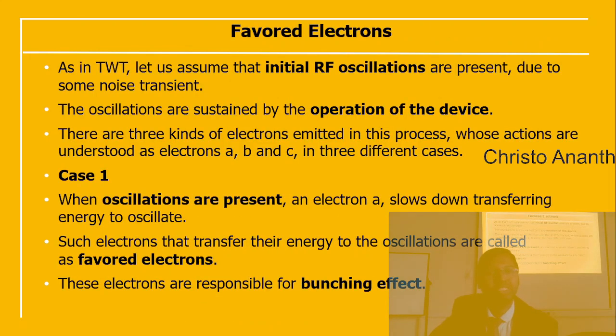So with the static case, as in the traveling wave tube, let us assume that initial RF oscillations are present due to some noise transient. Here the oscillations are sustained by the operation of the device. There are 3 kinds of electrons emitted in this process, which we can call A, B, C. Case 1, when oscillations are present: electron A slows down, transferring energy to the oscillations. Such electrons that transfer their energy to the oscillations are called favored electrons. These electrons are responsible for the bunching effect, just like the electron bunch.